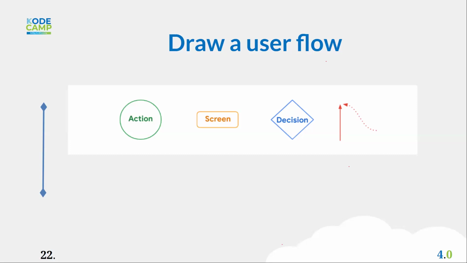Then the arrow is used to show direction. So once the user logs in, he should land on his home page and all that. Then the dotted line is used to show backward direction.